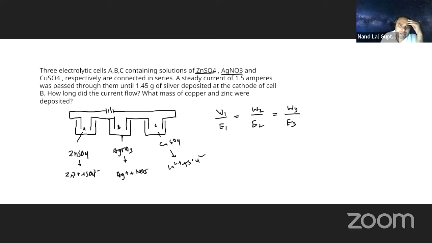Now what they are saying is that they are respectively connected in series. A current of 1.5 ampere is going to be passed through them until 1.45 gram of silver is deposited at the cathode of cell B. How long did the current flow? How much copper and zinc were deposited?